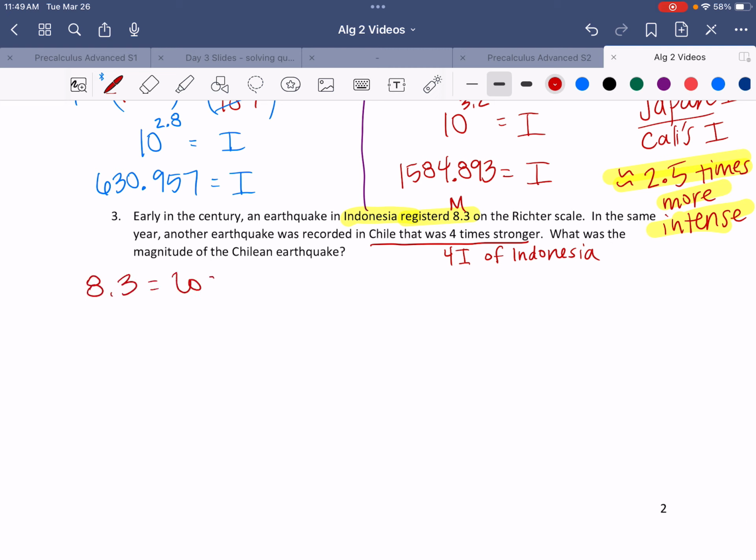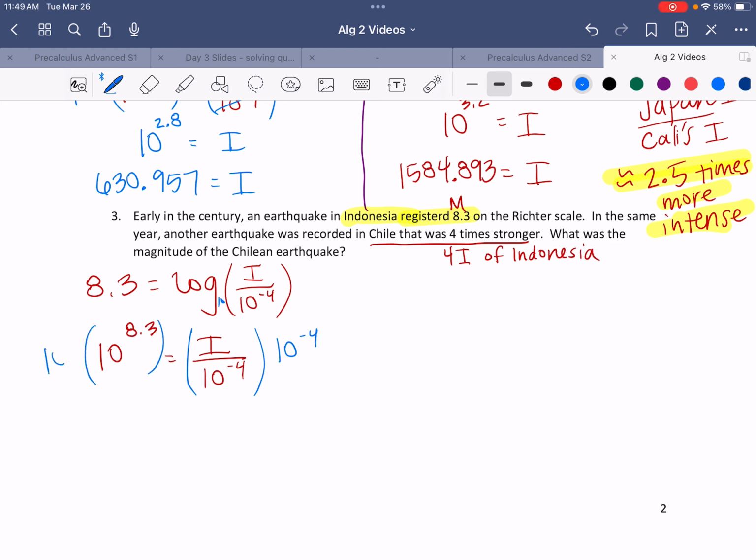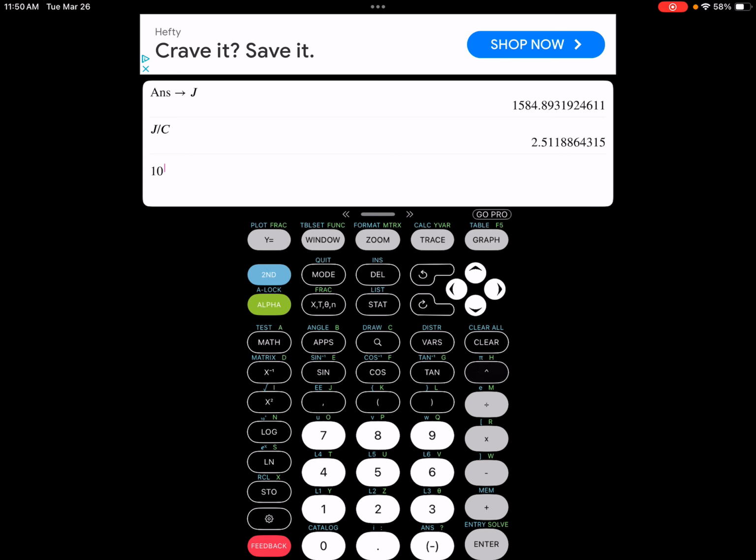So 8.3 equals the log of the intensity over 10 to the negative fourth. I have an implied base of 10 here, allowing me to rewrite this. 10 to the 8.3 power equals I over 10 to the negative fourth. Multiply by 10 to the negative fourth, same steps we've been doing, to get 10 to the 4.3. And let's go type that in the calculator. 10 caret 4.3. Ooh, 19,952.623. I'm going to go ahead and store that as I, like not imaginary I, but it looks like that's alpha x squared. Just help me remember that's Indonesia.